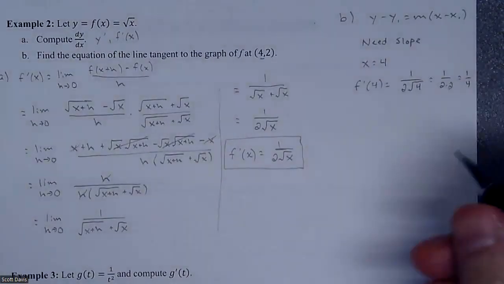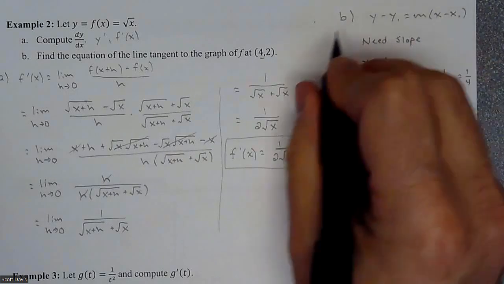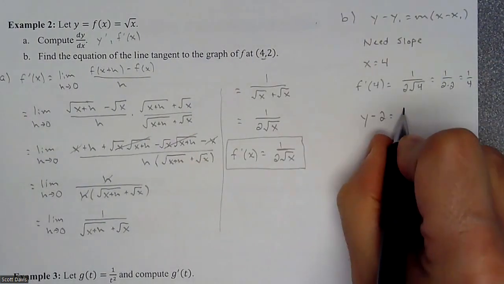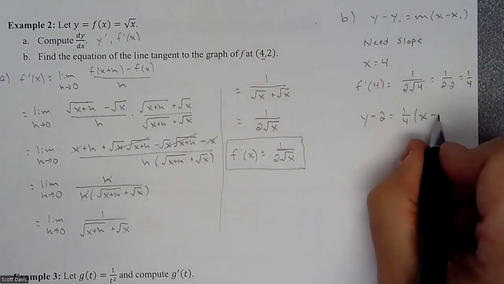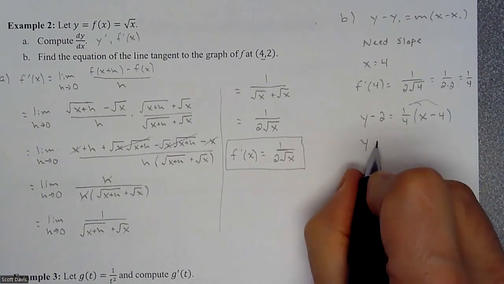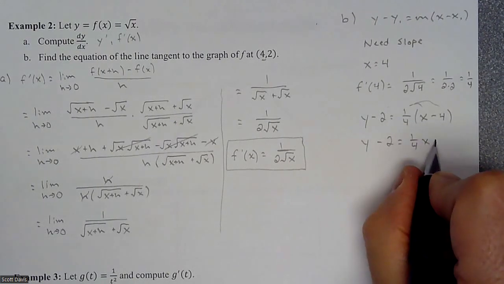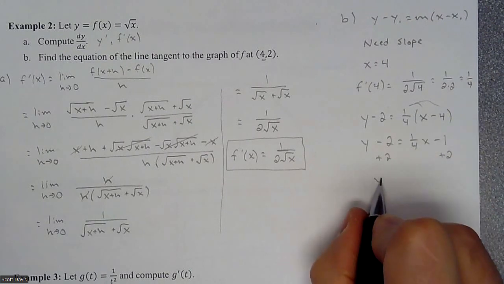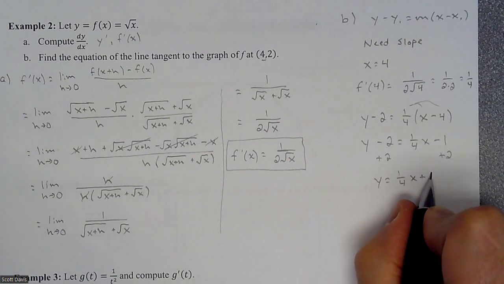Perfect. So what is our tangent line equation? It's going to be y minus our y1, which is 2, equals our slope, 1/4, times x minus our x value of 4. So we can distribute: y minus 2 equals 1/4 x minus 1. Add 2, y equals 1/4 x plus 1.